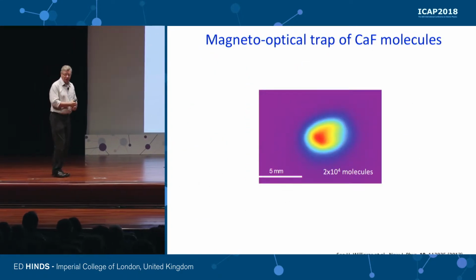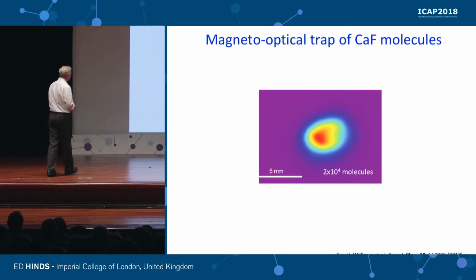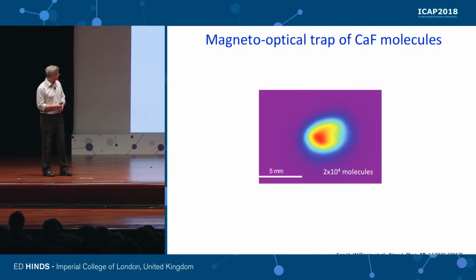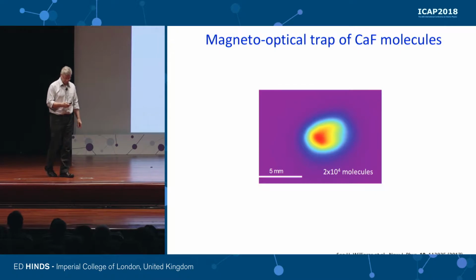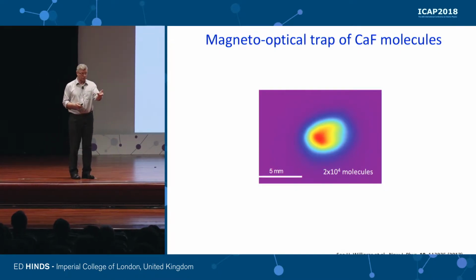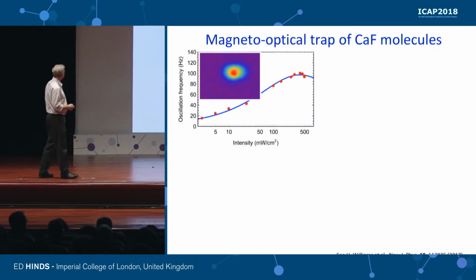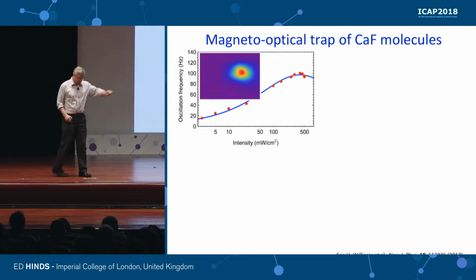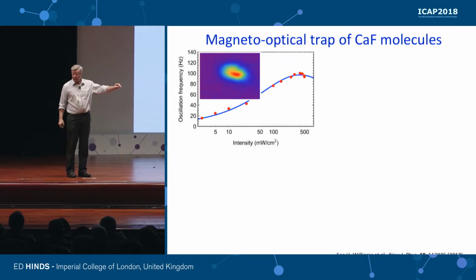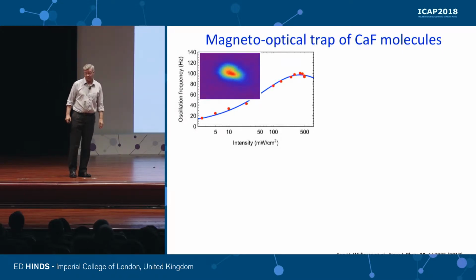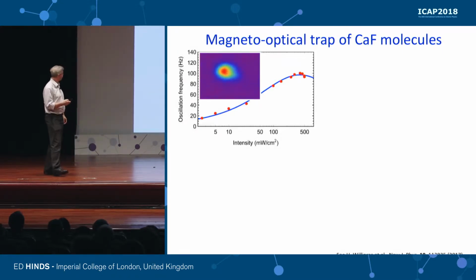There it is. That's a MOT of calcium fluoride. It has 20,000 molecules in it. And the size of this particular cloud is a few millimeters. Once we have the MOT, of course, then we like to look at it, to poke it and see how it behaves. So one of the first things we did was to watch the molecules sloshing back and forth in the MOT to see if we could measure the spring constant for the conservative part of the trapping potential.